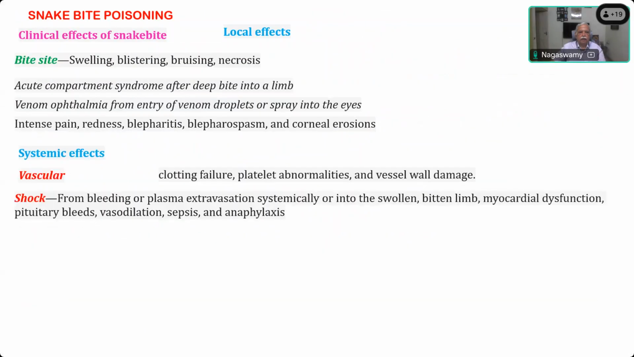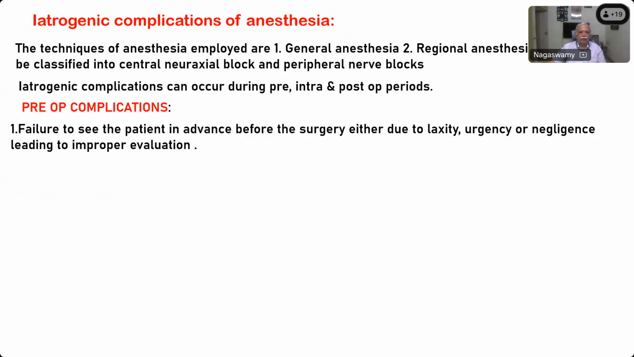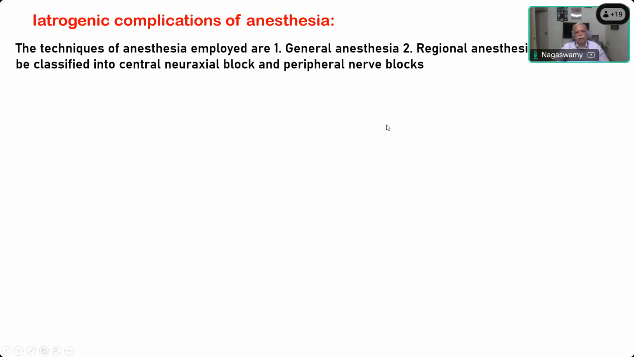Mistakes can be done right from the pre-operative state as well as the intraoperative and post-op. Okay? So, iatrogenic complications of anesthesia. The techniques mostly preferred for anesthesia can be classified into general anesthesia and regional anesthesia. And regional anesthesia is subdivided into central neuraxial blockade and peripheral nerve block.